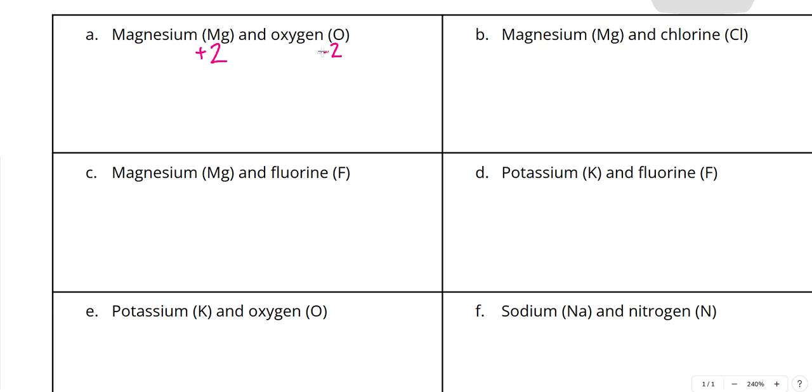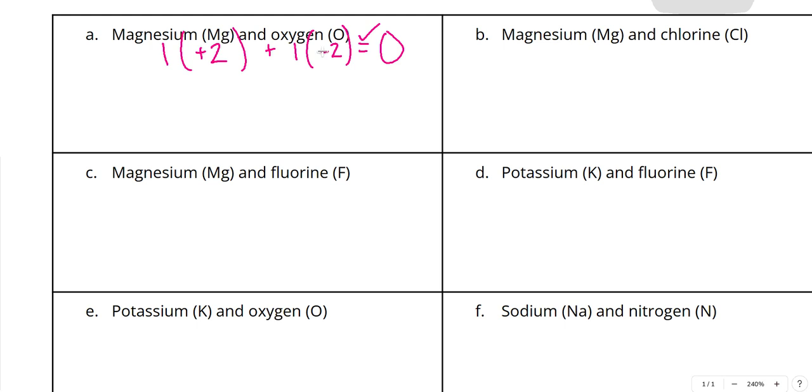All right, the second step is figure out the ratio. Sometimes you get lucky and the ratio is already balanced. Ask yourself, is this one of those situations? Yes, it is. If I have 1 times my magnesium charge, I can have 1 times my oxygen charge, and this does equal 0. This step can be done in your head if you're comfortable with math, but if you're not, I would do it on paper like I just did.